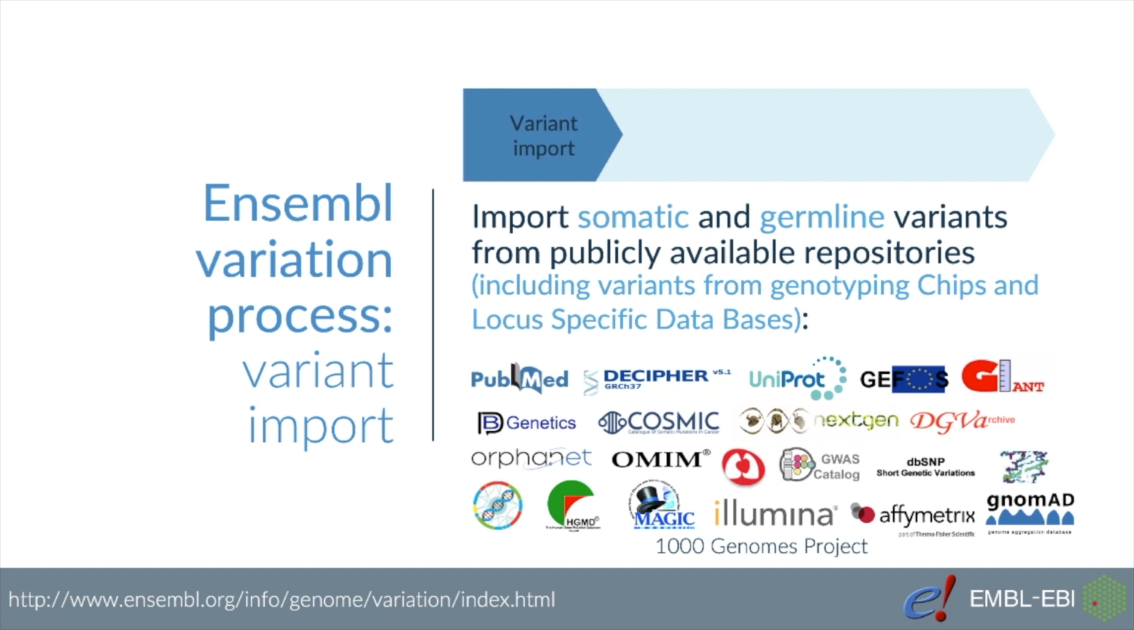So we first import both somatic and germline variation data from publicly available databases. There's quite a few of them, as you can see in the slide. I'm just going to mention a few of them. So we get lots of our germline variants from dbSNP. We also import structural variation from DGVA and human somatic variation in cancer from COSMIC. And we get most of our non-human variation from EVA.